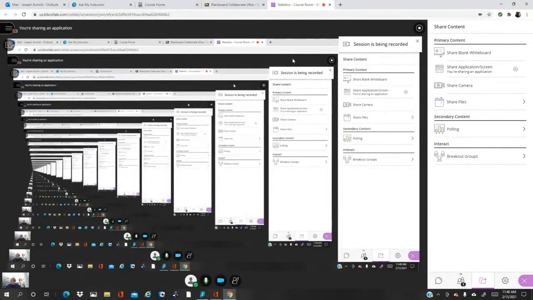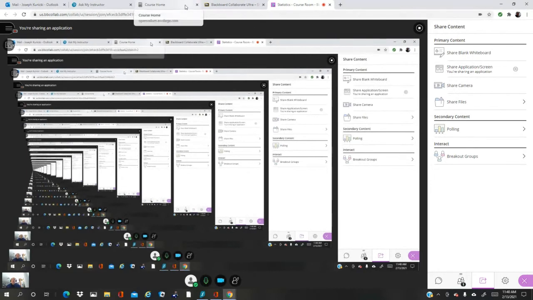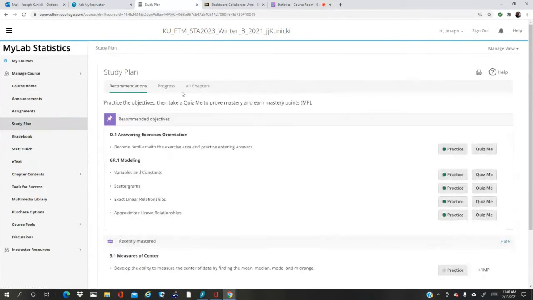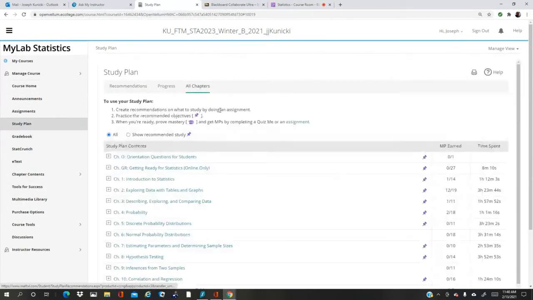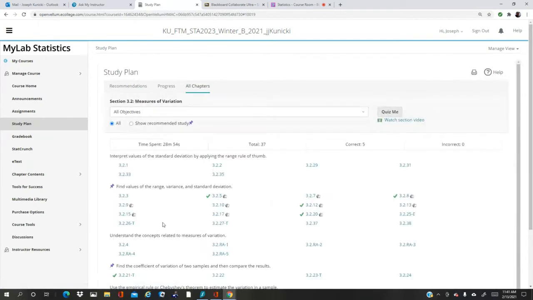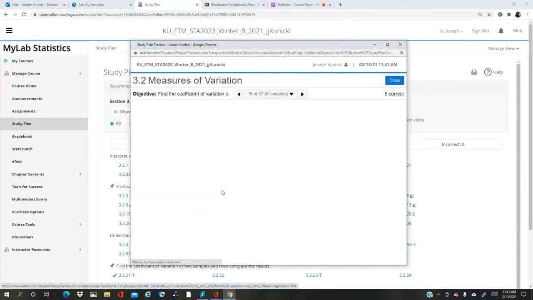Okay, let's start with problem 3.2.21T. Give me a second here, I'll open it up. 3.2.21T. Okay, coefficient of variation.